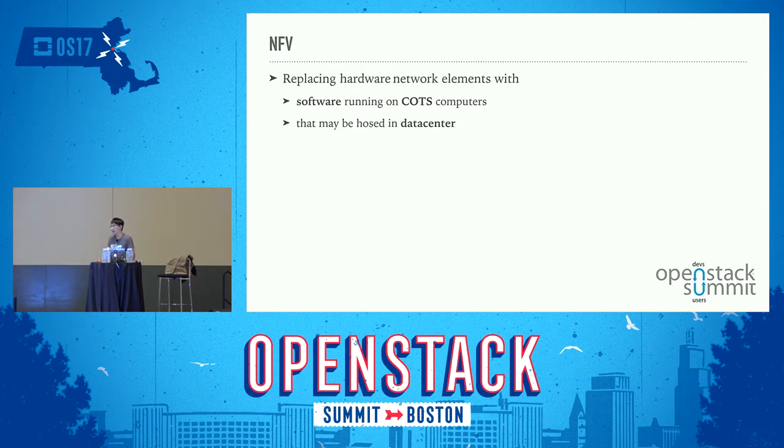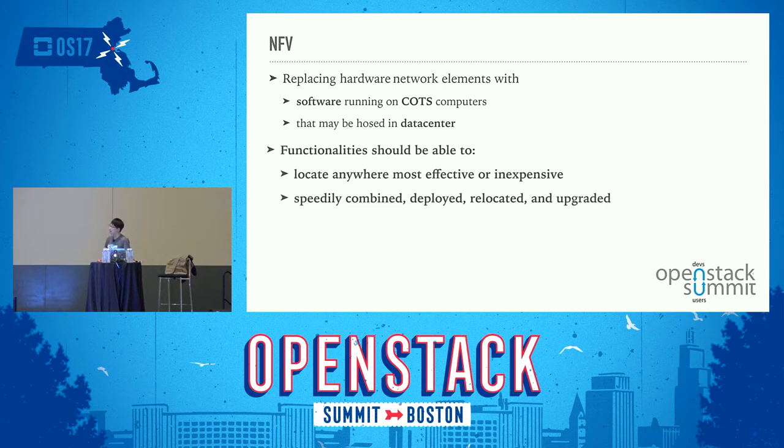The core idea of NFV is that we are trying to use software to replace the hardware network elements in your data center. And this software should be able to run on any kind of COTS computer, I mean the normal computers, the PCs, the servers that you're using today. These computers should be able to be hosted in any data center in the world today. That also reminds us that the functionality of NFV should first be able to be located anywhere most effective or inexpensive. That is what we are doing with a normal application today. And second, it should be able to be speedily combined, deployed, relocated, and upgraded.